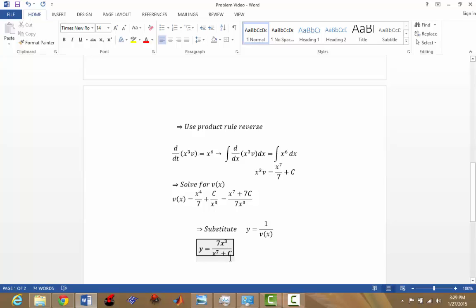I think it's better to write the expression as just c, because we know that 7 times a constant is a constant, so if we just leave it in this form, I think it looks better. Pretty much that's how you solve this problem. Thank you.